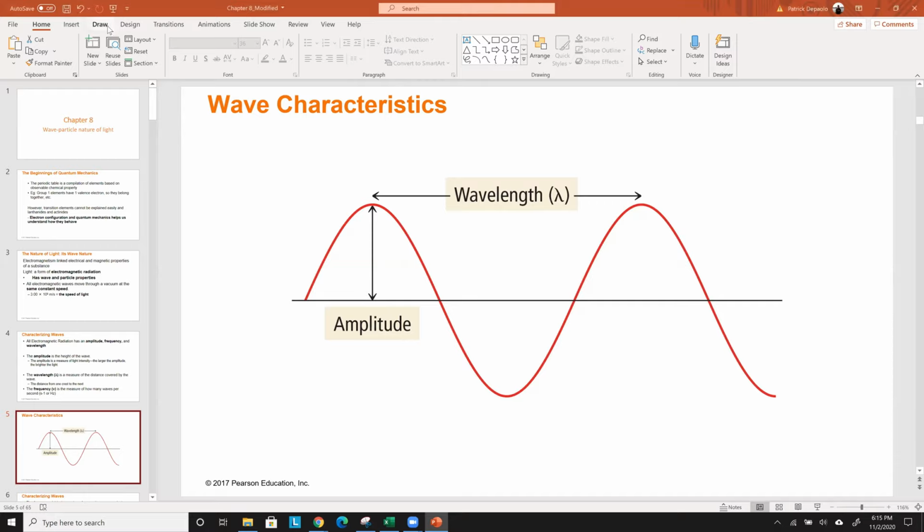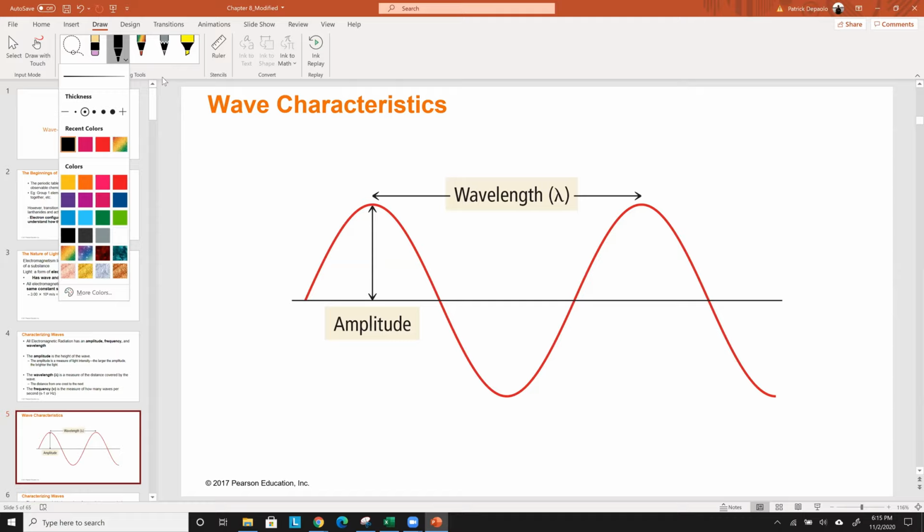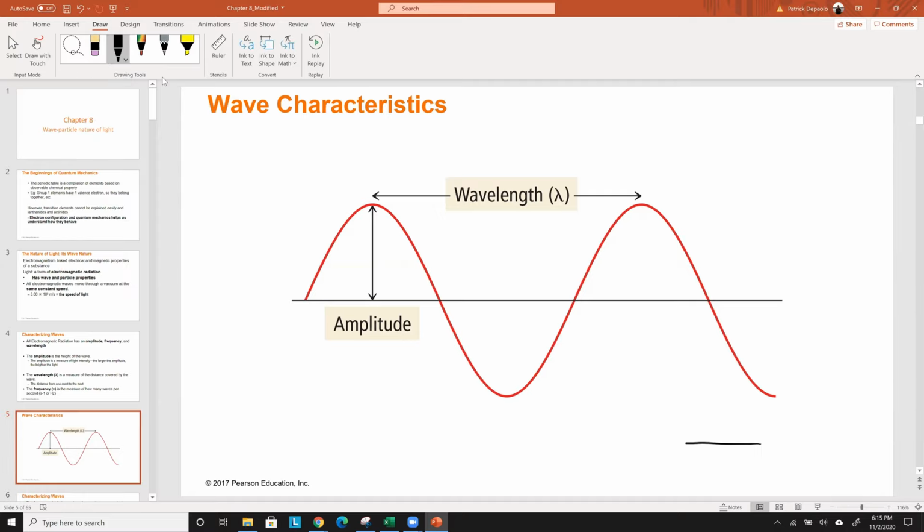Okay, so we have the distance from peak to peak, that's the wavelength. The amplitude is the height of the wave. And then the frequency is how many waves occur per second. And what that means, how am I going to visualize that, is I'm going to write another wave down here. This wave is going to be like that.